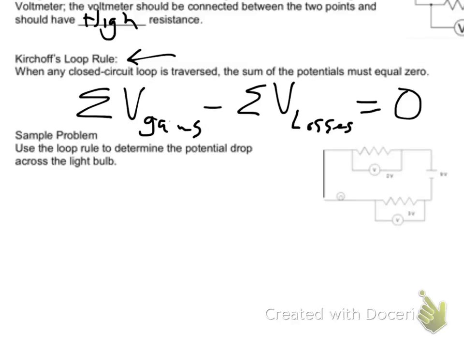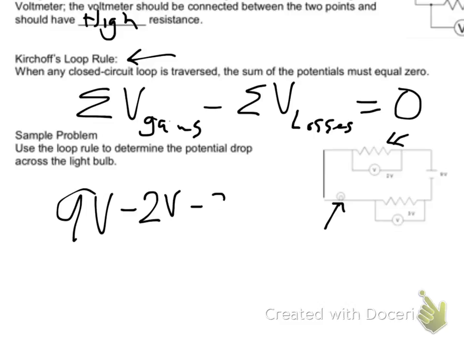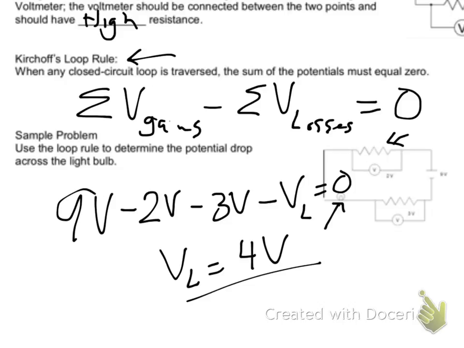So you can see we have a resistor here with a voltmeter on it that's taking 2 volts. We have a resistor down here with a voltmeter on it that's showing 3 volts. We have our battery that's showing 9 volts. And the idea is that we have this light bulb right here, and we want to know what the voltage drop across the light bulb is. Well, we can use the equation. So 9 volts is a gain. We'll subtract 2 volts, because that's a loss. We'll subtract 3 volts, because that's a loss. We'll subtract the voltage from the light bulb, and that should equal 0. So that means the voltage from the light bulb would be 9 minus 2 minus 3, or 4 volts. That's all you've got to do.